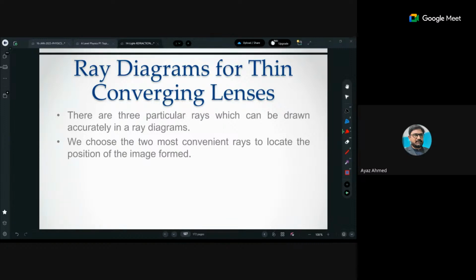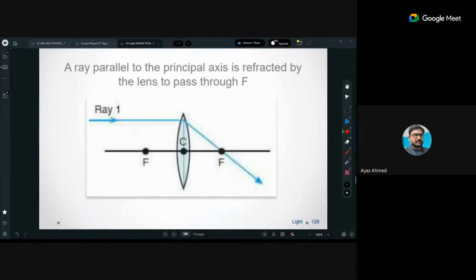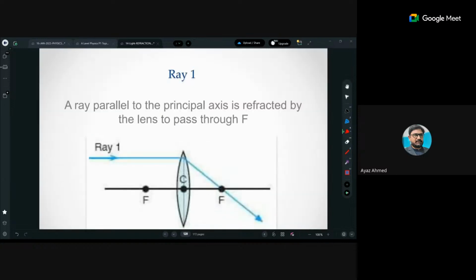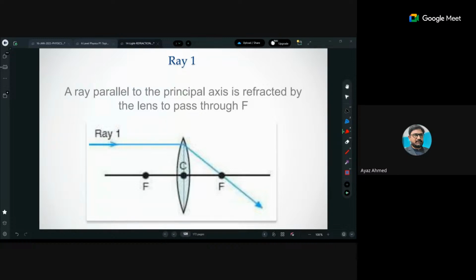It's very, very important, right? So please focus all on that and try to understand the concept, right? देखो, there are three rays which are used to draw the image, or which are used to form an image on any of the lenses. ठीक है?